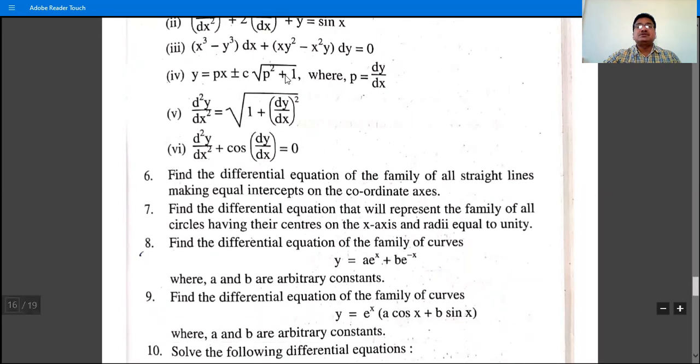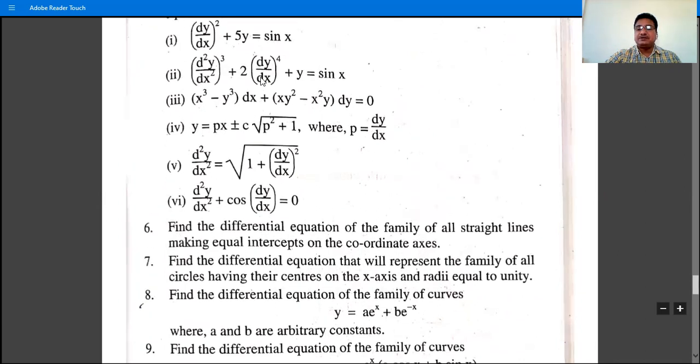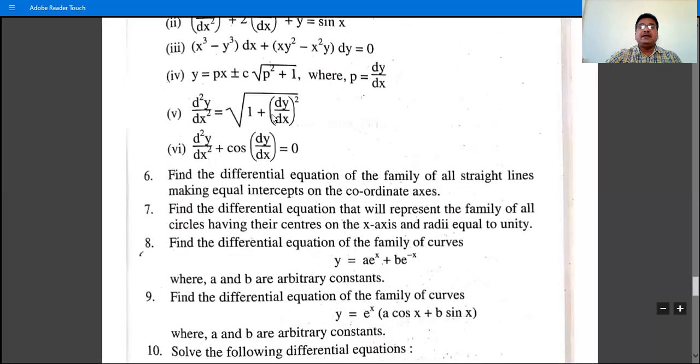And now we have to square both sides, because p is dy by dx. So squaring both sides and then find the order and degree, because it is not free from radical signs. We know the definition of order and degree of the differential equation. We can find the order and degree of the differential equation only if it is free from radical signs and free from fractional powers as far as the derivative is concerned. So we have to remove this root sign.